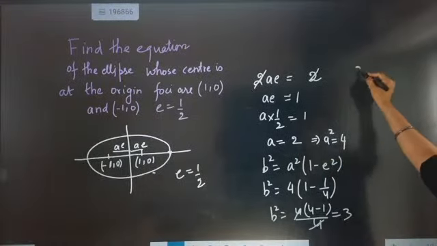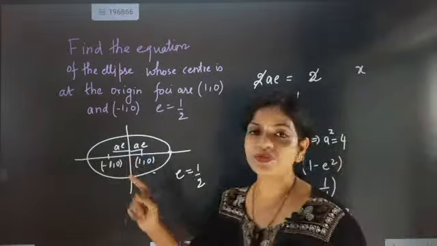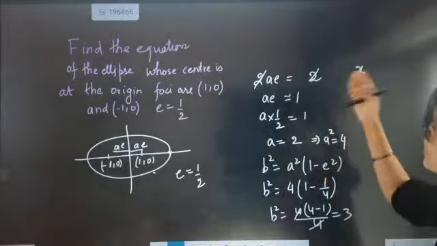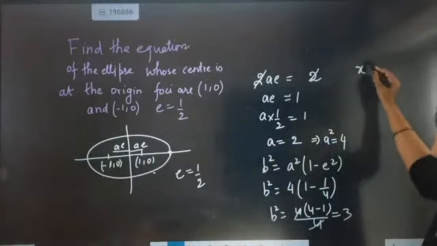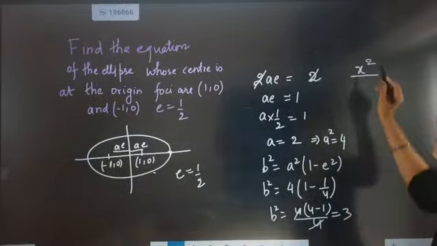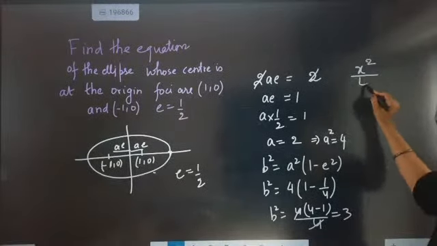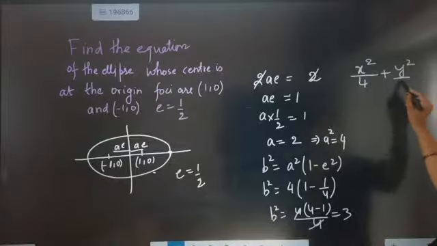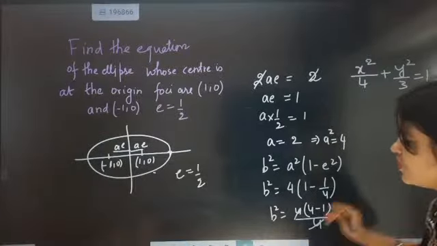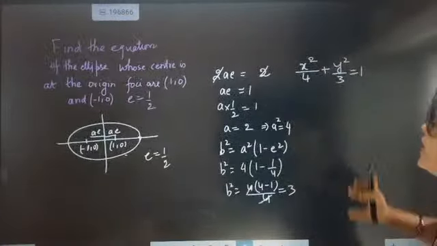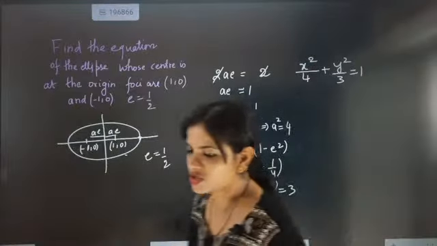So now it's time to write the equation. Since the center of the ellipse is at the origin, we don't have to shift the center. It will directly be written as x square by 4 plus y square by 3 equal to 1. So this will become the equation of the ellipse.